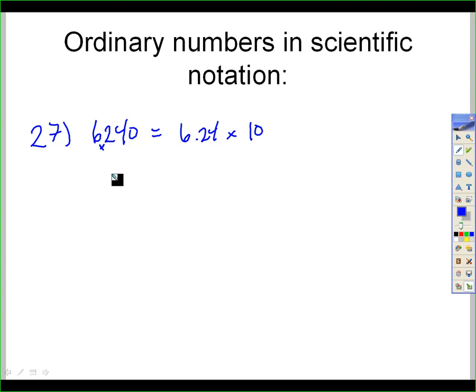So 6.24, and sometimes I would always do this in high school. Sometimes I would put this little X here, and then I would just try to move it back to its original location. So I'm going to move it 3 times. I'm going to multiply by 10 3 times. So 6.24 has to be multiplied by 10 3 times to make it 6,240.